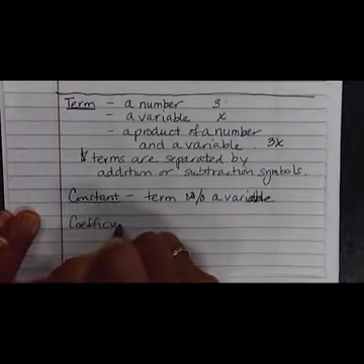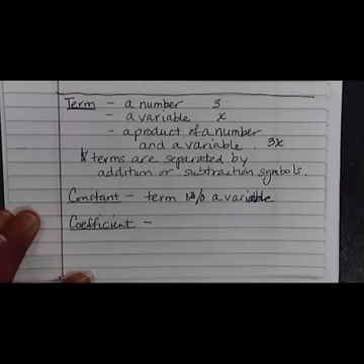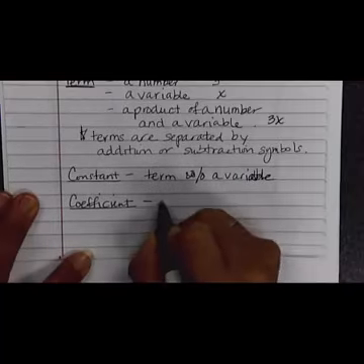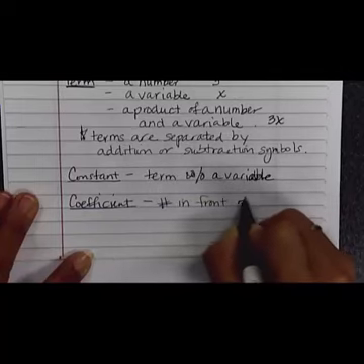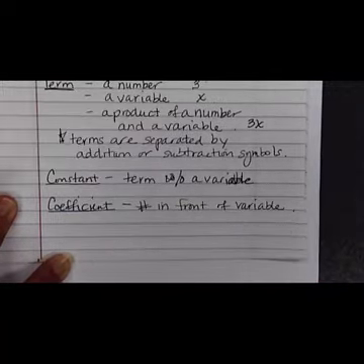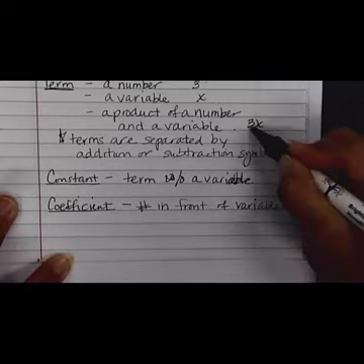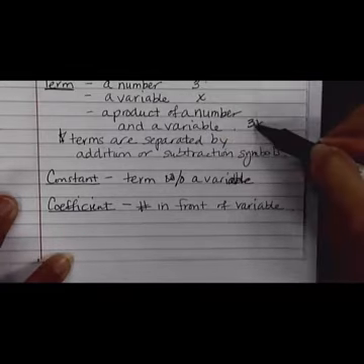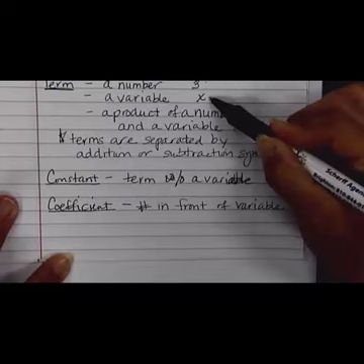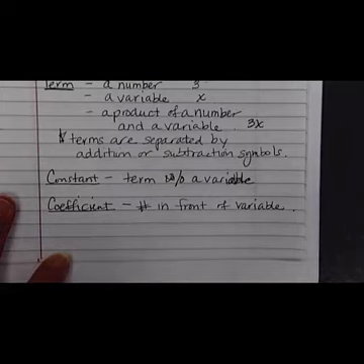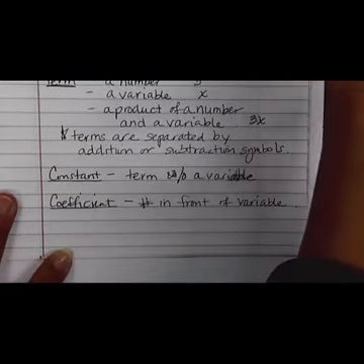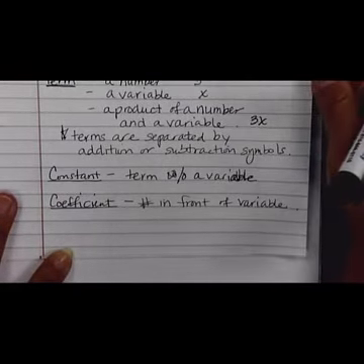Coefficient. What's a coefficient? That is the number in front of the variable. So out of these, which one is the coefficient? This 3, not that 3, but this 3 right here. This one has a coefficient. Anybody know what that is? 1. Very good. Any questions so far? I'm going to come back to that in a little bit.